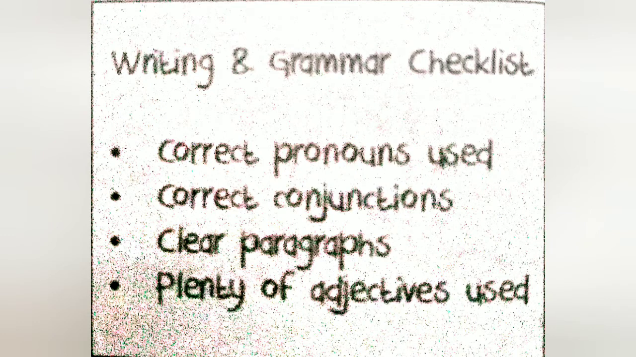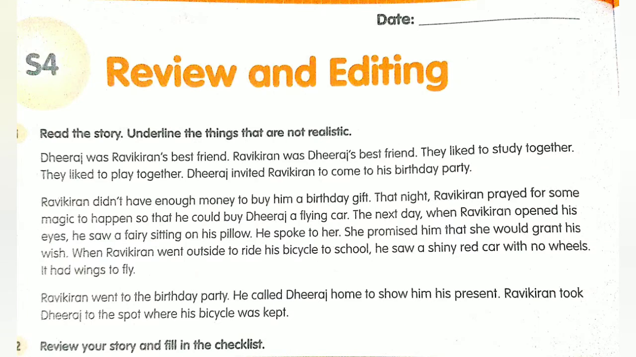S4 Review and Editing. First question. Read the story and underline the things that are not realistic. Dheeraj was Ravi Kiran's best friend. Ravi Kiran was Dheeraj's best friend. They liked to study together. They liked to play together. Dheeraj invited Ravi Kiran to come to his birthday party. Ravi Kiran didn't have enough money to buy him a birthday gift.